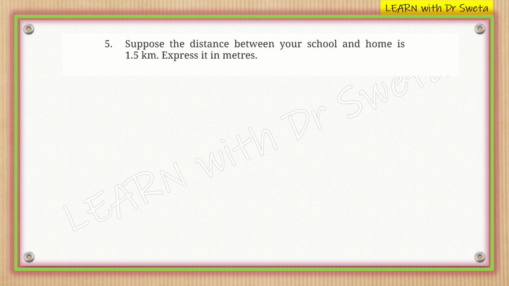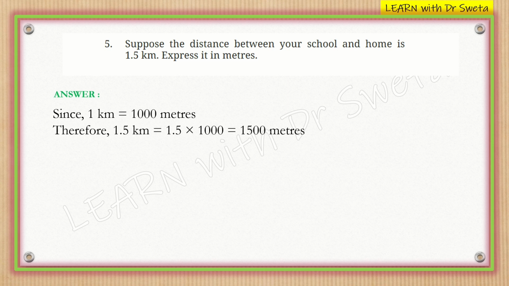Next question is, suppose the distance between your school and home is 1.5 kilometer. Express it in meters. So the answer will be, since 1 kilometer is equal to 1000 meters, therefore 1.5 kilometer will be 1.5 multiplied by 1000, which will be equal to 1500 meters.